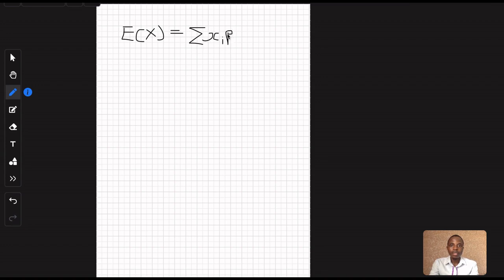of this here. You need to know that x is the random variable. So given a random variable x, all right, the mathematical expectation is what we have above.